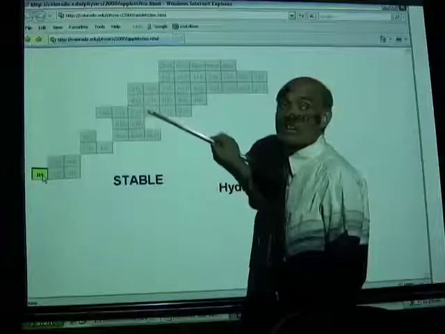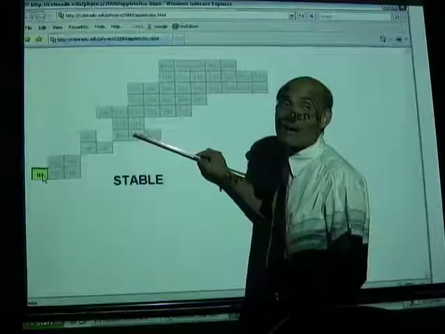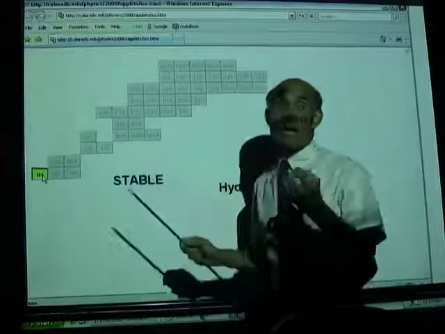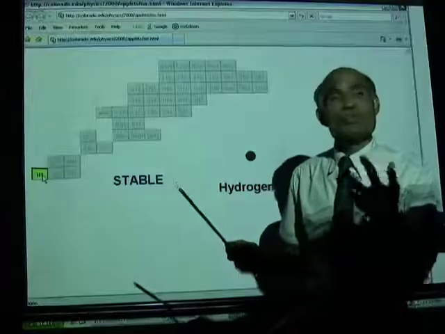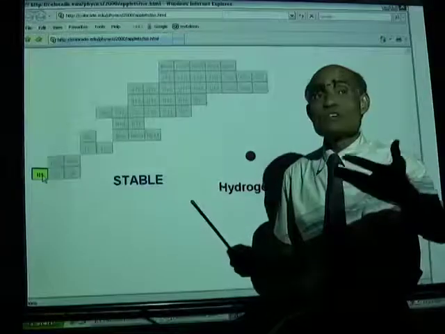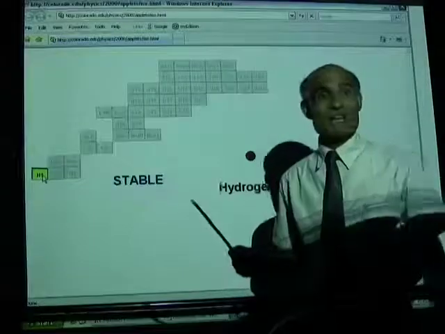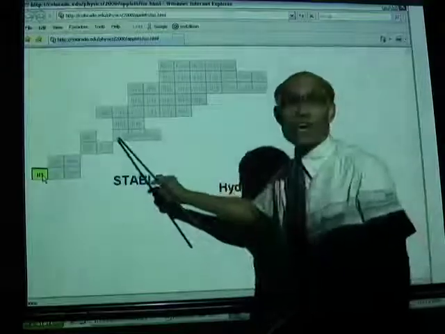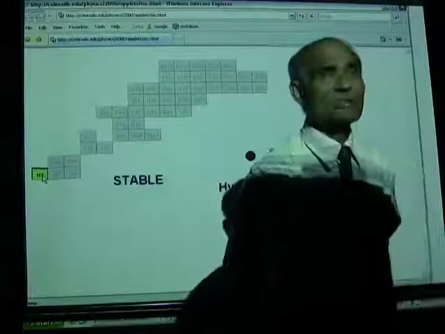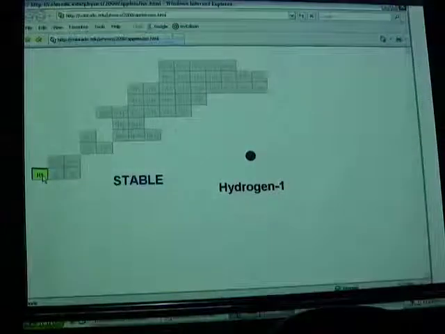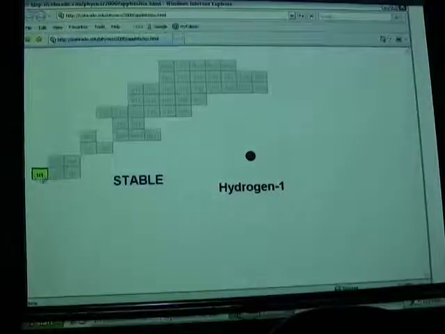Now, some of these isotopes are stable, some are unstable, and unstable isotopes will disintegrate, giving rise to daughter elements that may be stable or unstable. Now, we can actually click on each of these and find out. Let's see whether each of these is stable or not.